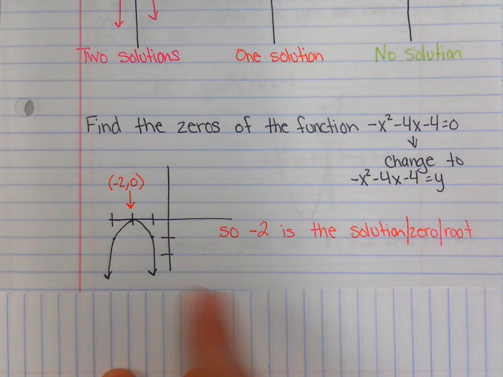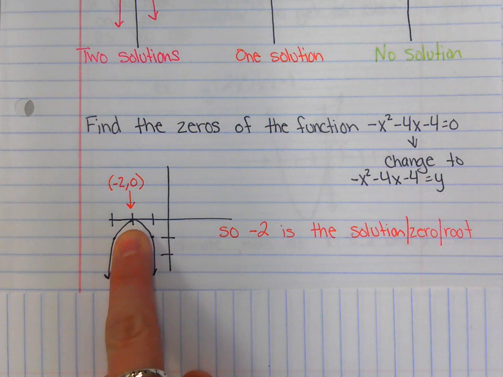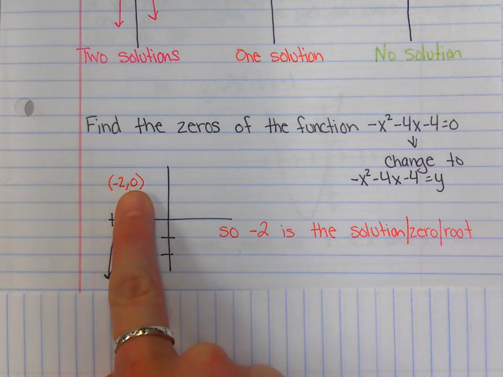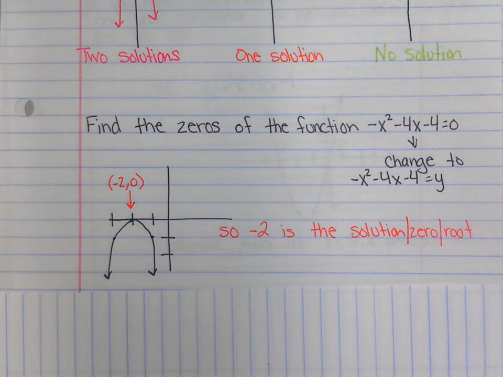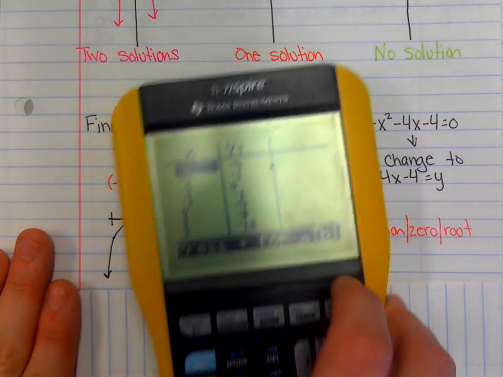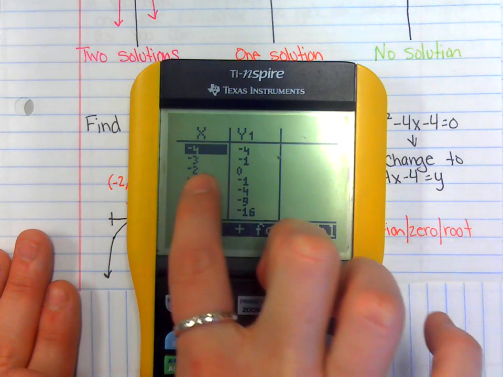So I graphed my parabola. I know it looks kind of pointy. It's supposed to be a curve. And to find the solution, you just find the one spot where it touches the x-axis. It touches at -2, 0. So -2 is our solution, or you can call it a zero. You can call it a root. It's got a bunch of different names. And remember, that's the same information I could get off the table: when y is 0, x is -2.